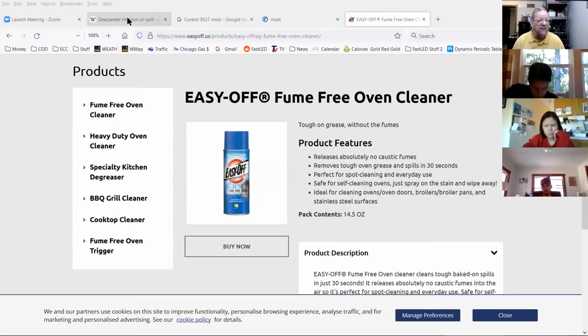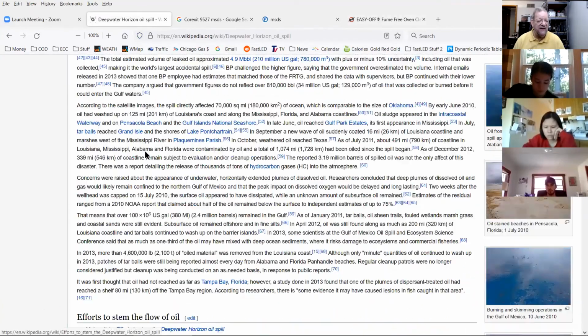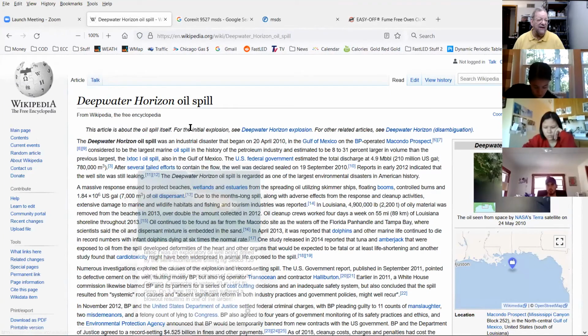How many of you are familiar with the horrendous oil spill from the Deepwater Horizon drilling platform in the Gulf of Mexico a number of years ago? Let's go to Wikipedia. It was named after the drilling platform, the Deepwater Horizon oil spill. And when did this happen? Wow, it's almost 11 years ago. This happened in the Gulf of Mexico.